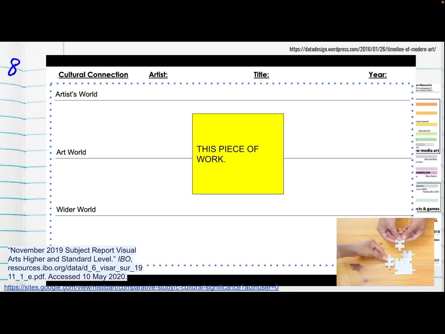Remember, this piece of work, not the artist in general, and not other artists at the time, unless you're comparing it to this piece of work.